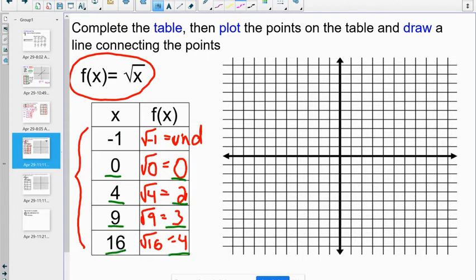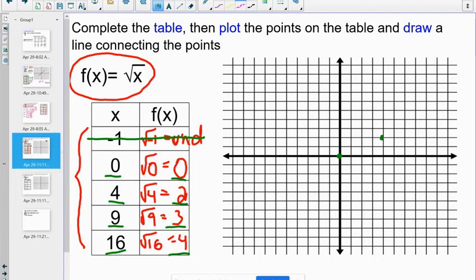Now I'm going to plot these over here. So first we have that 0, 0, because we can kind of skip this one, because it's undefined. It's not defined, so you cannot put it on your graph. So we have 0, 0, otherwise known as the origin. We have 4 in the x direction, 2 in the y direction, so 1, 2, 3, 4, up 2.